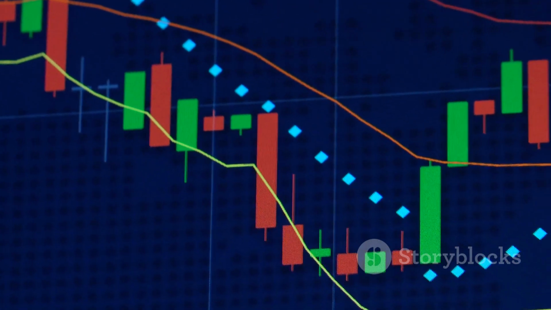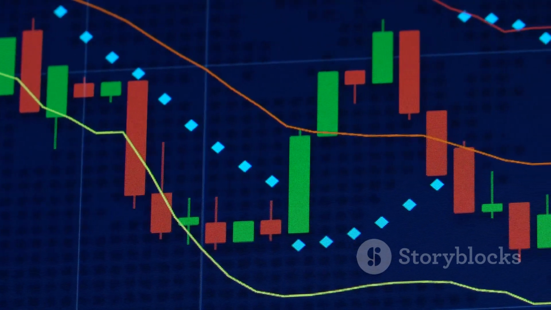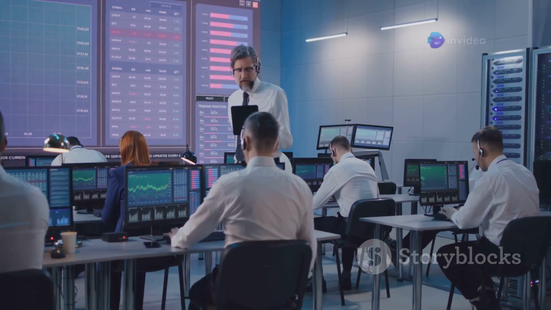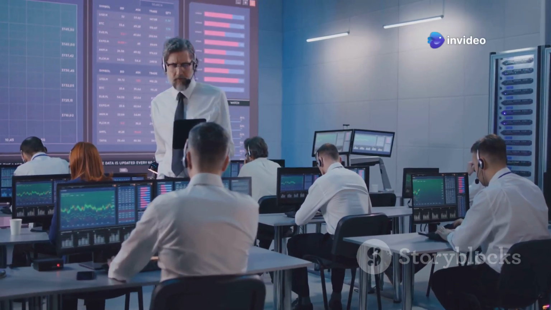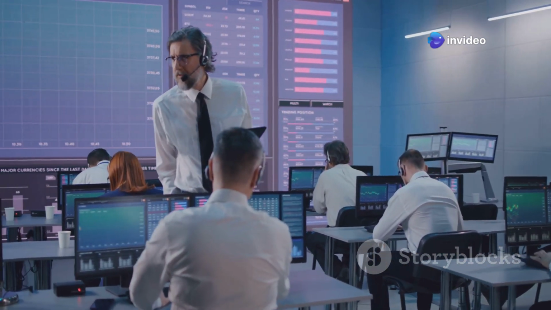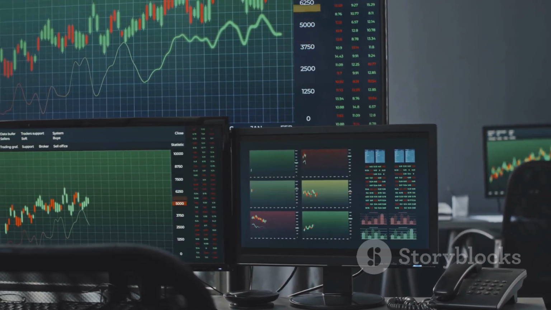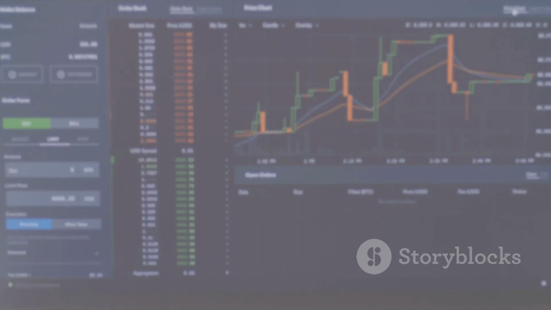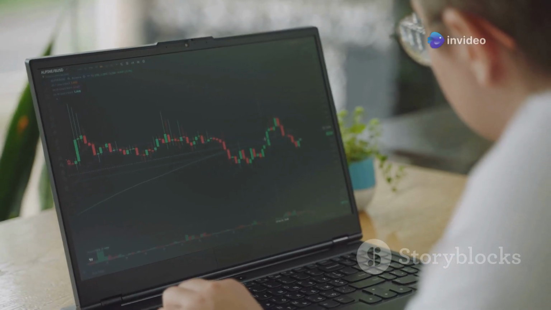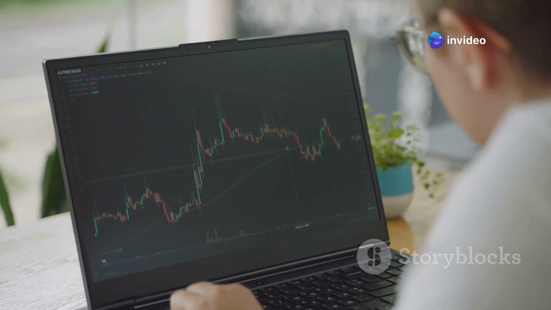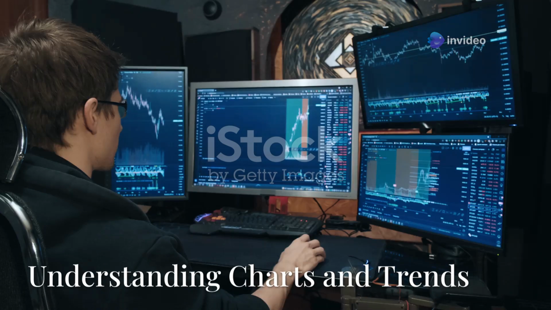Technical analysis focuses on price action and market psychology to forecast future price movements. Technical analysis is widely used by traders and investors of all levels of experience. It can be applied to any financial market including stocks, bonds, currencies, and commodities. Technical analysts believe that history tends to repeat itself. By studying past market behavior, traders can identify patterns and trends that may indicate future price movements.